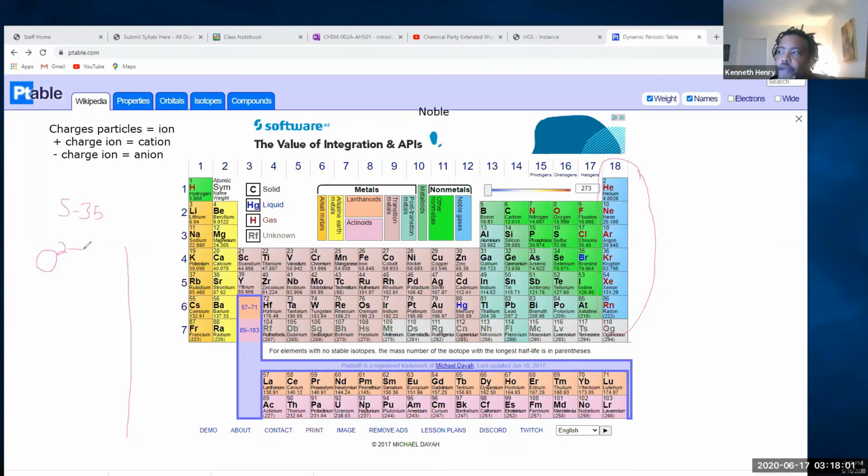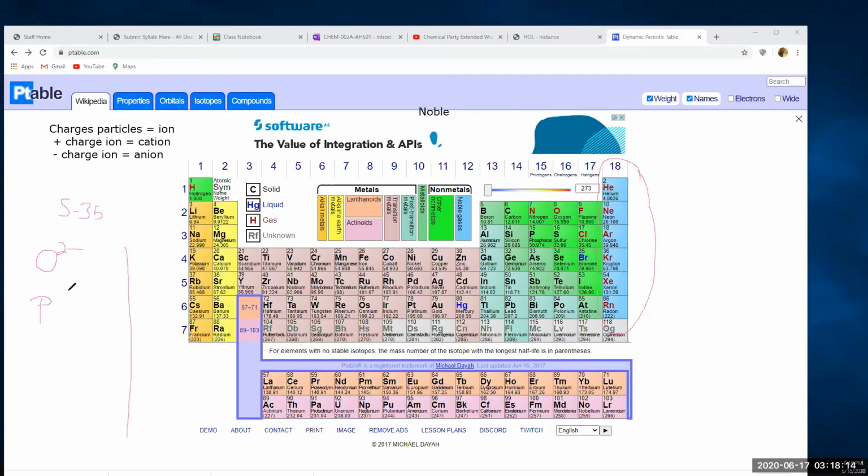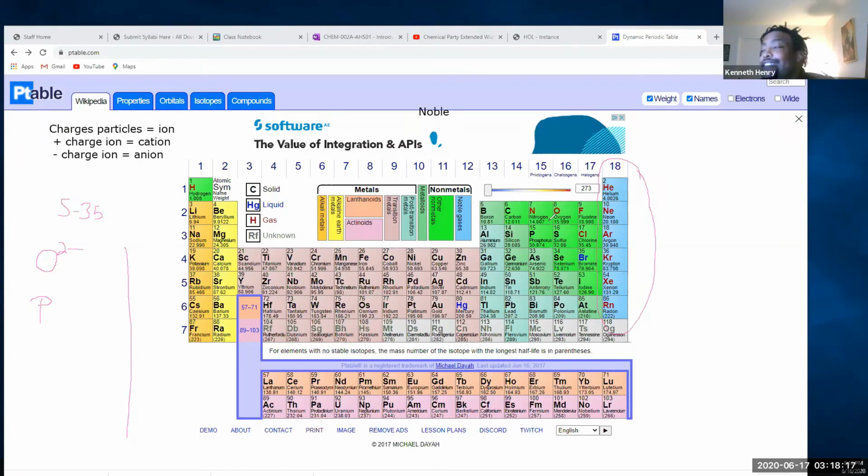Okay, so let's say we have phosphorus, P. So what is it going to do? For P, it needs three electrons, right? So it's going to be three negative, because it's going to gain 3 electrons to be like argon. So that's 1, that's 2, that's 3. Piece of cake? Okay, so let's move on. What about carbon?